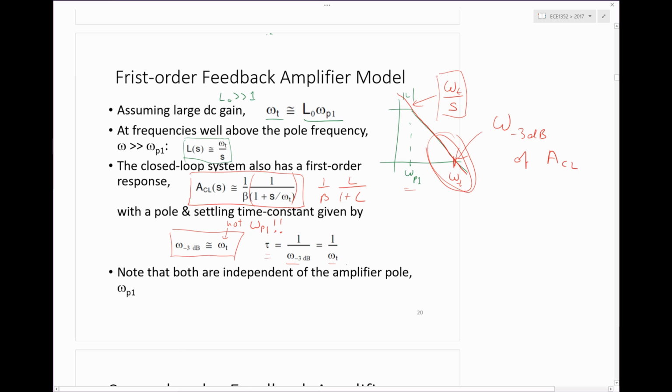So it means that the things we care about in the closed loop response, its bandwidth and its settling time, depend on omega t and don't depend at all on the pole, omega p1, which is kind of interesting.